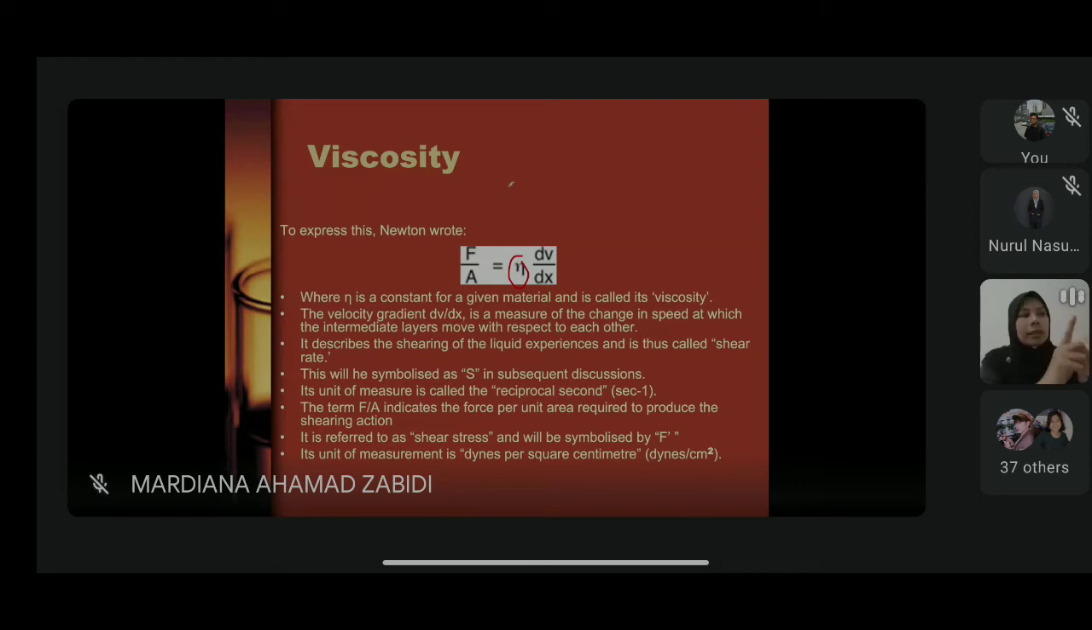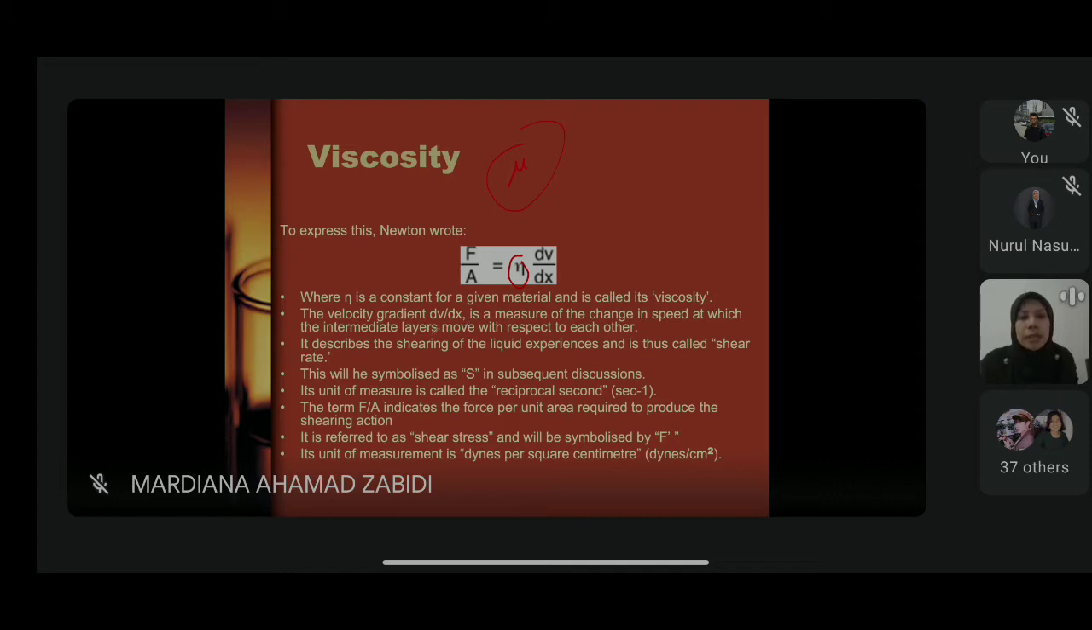Ataupun the most common symbol being used is mu. Okay, nampak tak I tulis tu mu. Mu macam you all tulis yang untuk micro tu kan. So mu. This one is known as mu. When we symbolize viscosity, it is either by using the symbol eta ataupun mu. Tapi selalunya orang pakai mu lah, okay, untuk viscosity. Okay. Whenever the eta is constant for a given material, this one is known as viscosity.